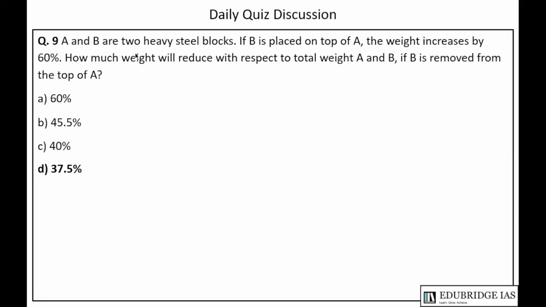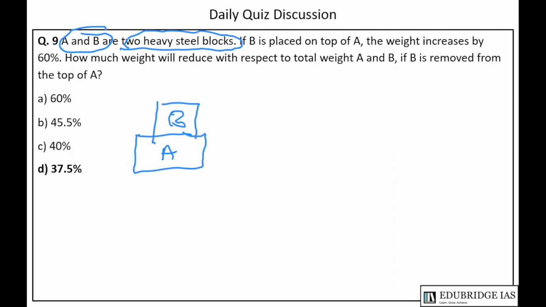Next, there are 2 heavy steel blocks A and B. If B is placed on the top of A, the weight increases by 60%. So when B is placed over this, the weight increases 60%. Let us suppose the weight of A is 100. So the weight of B will be 60% of this 100. How much weight will reduce with respect to the total weight of A and B?